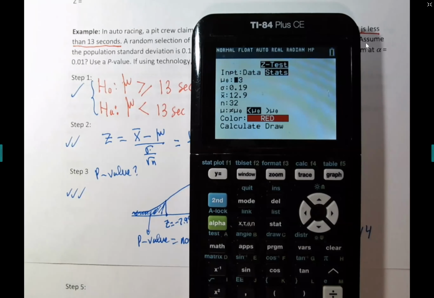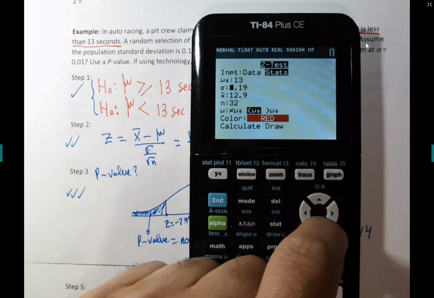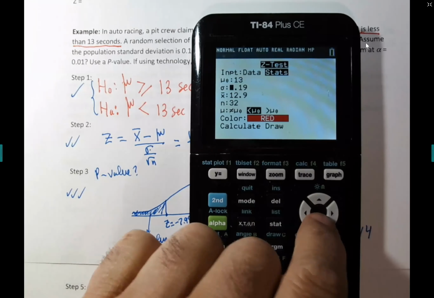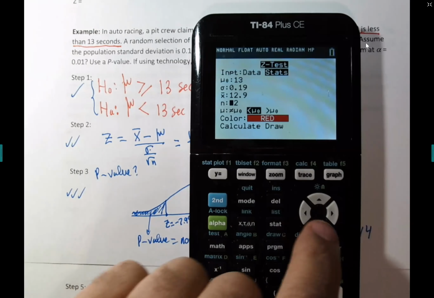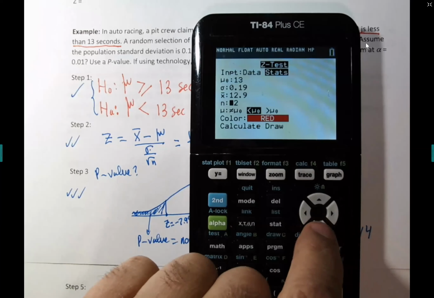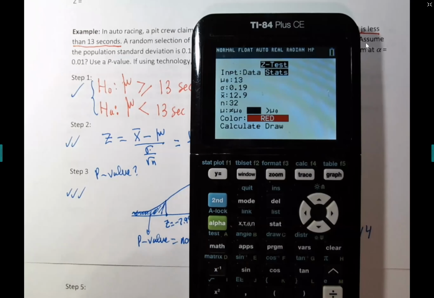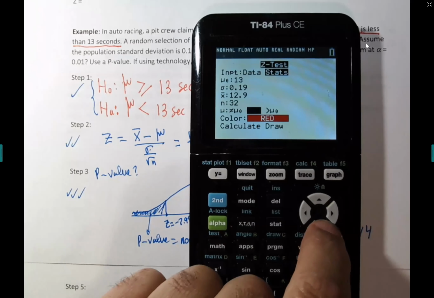The mu0 is asking you to put in the value from the null hypothesis, which is 13. Sigma is 0.19, X bar is 12.9, N is 32. And now the last step, guys, before you hit calculate or draw: the program wants to know what is the sign in the alternative hypothesis. Not the claim, the alternative hypothesis. It happened to be the claim here. So you select it. You have an option to choose the color.